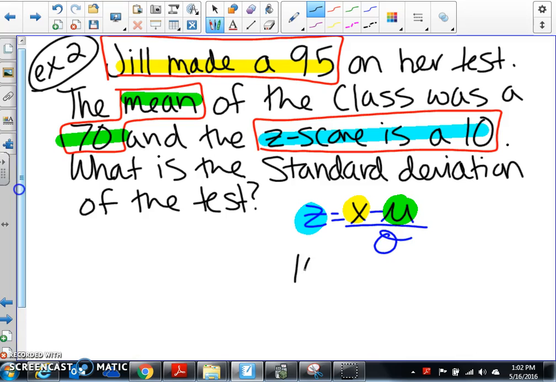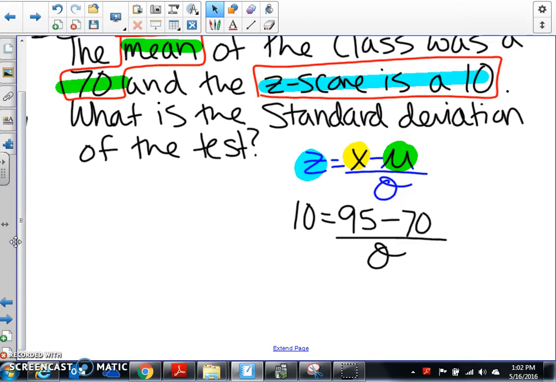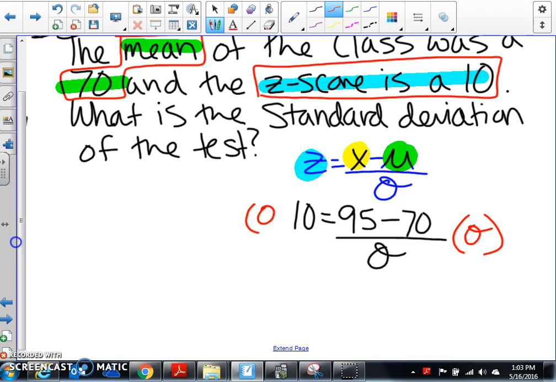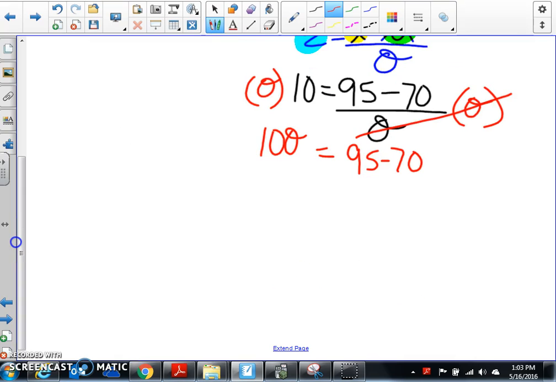So z-score is 10 equals 95 minus the mean, which was a 70, all over standard deviation. So to get rid of that fraction, I have to multiply by the denominator. So I'm going to multiply both sides by the standard deviation. Those cancel, leaving me with 95 minus 70. And then 10 times standard deviation is just 10 standard deviation. Okay.